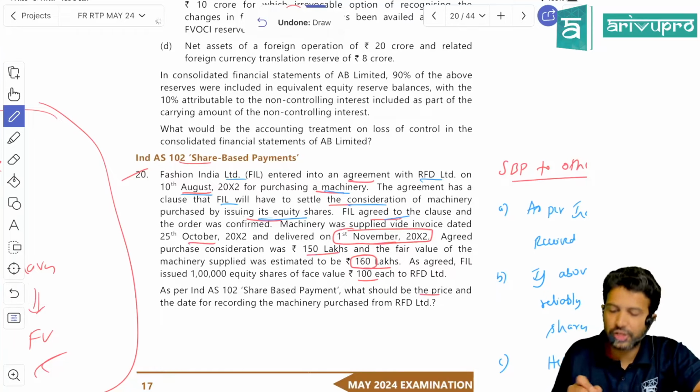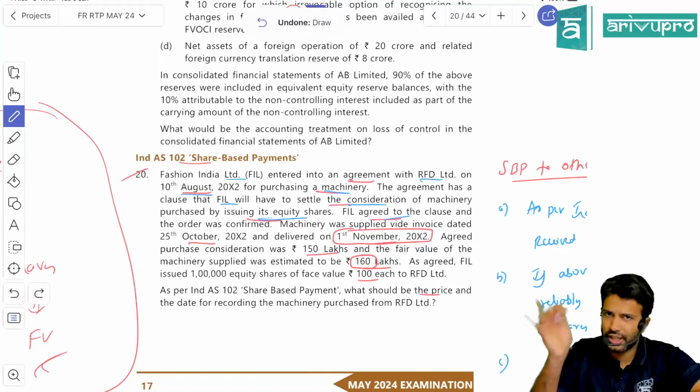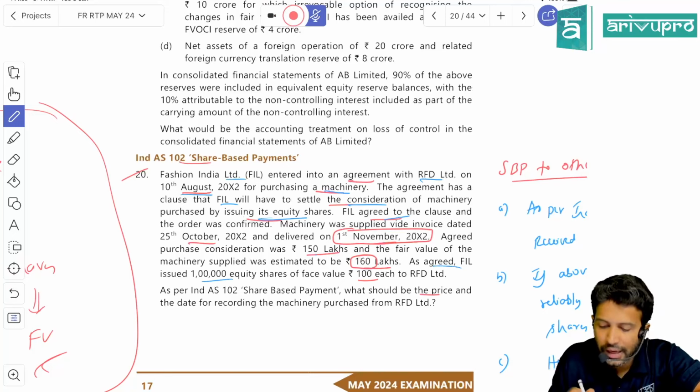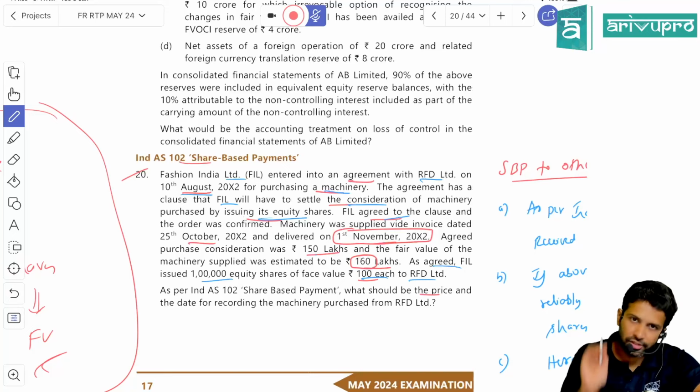The purchase consideration was 150 lakhs and the fair value of machinery supplied was 160 lakhs. So the fair value of machinery is given? Yes, 160 lakhs. As agreed, the company issued 1 lakh equity shares of face value 100. Okay, sir. Great. So to RFD Limited, we have issued shares.